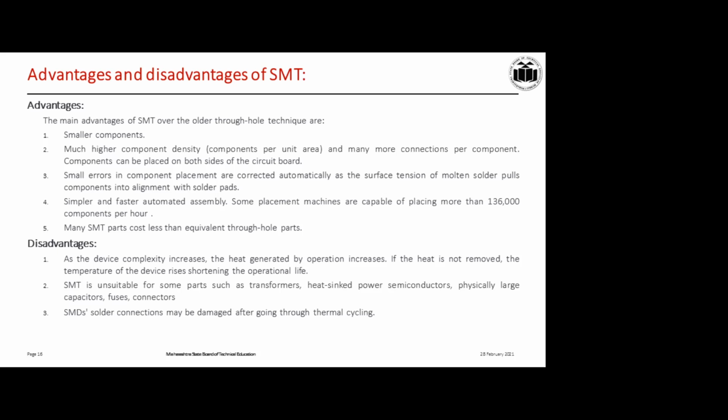Now what are the disadvantages of SMT? As device complexity increases, the heat generated by operation can damage the parts of the machine, so operational life can be reduced. SMT is unsuitable for parts such as transformers, heatsink power semiconductors, physically large capacitors, fuses and connectors. For large components, this is the disadvantage of SMT. SMT solder connections may also be damaged after thermal cycling. When exposed to temperature changes, the connections can be damaged.